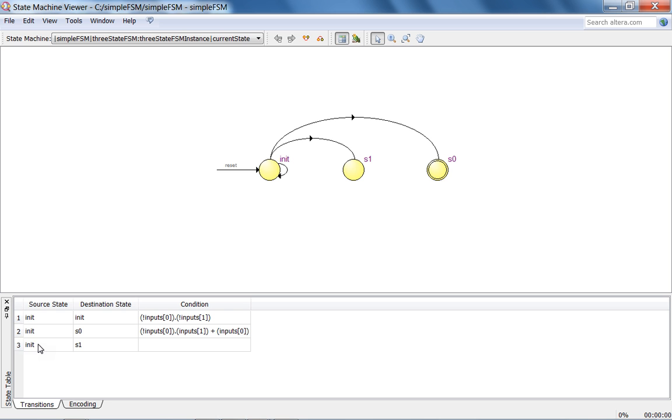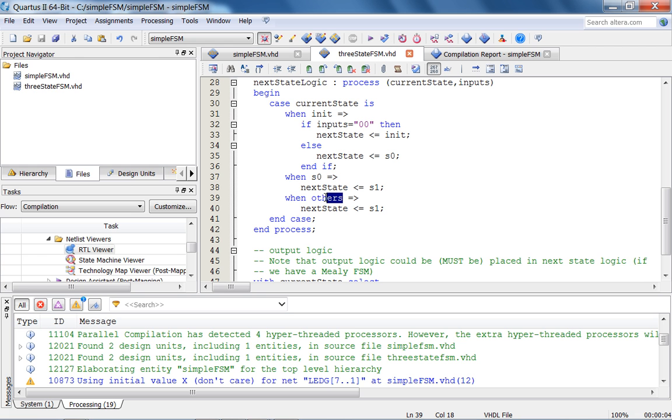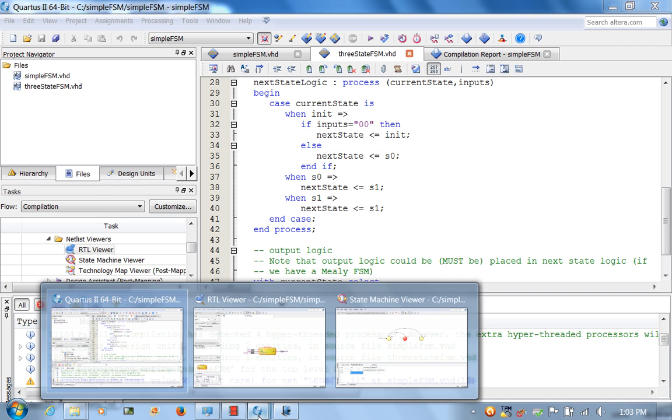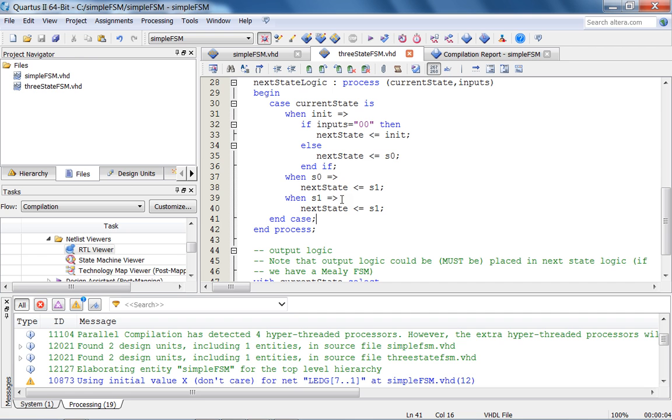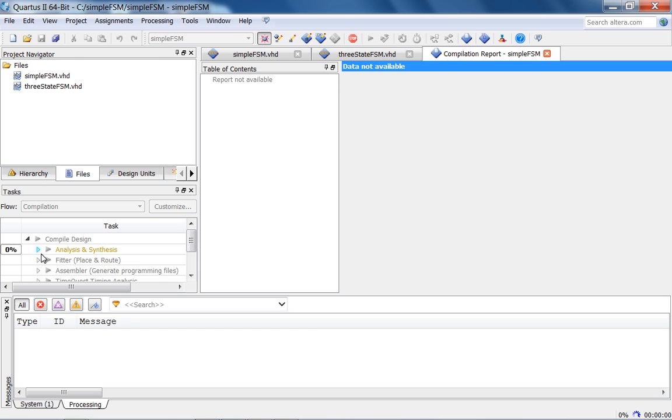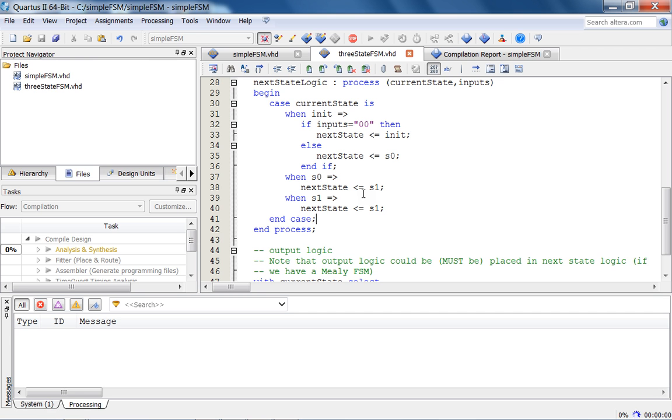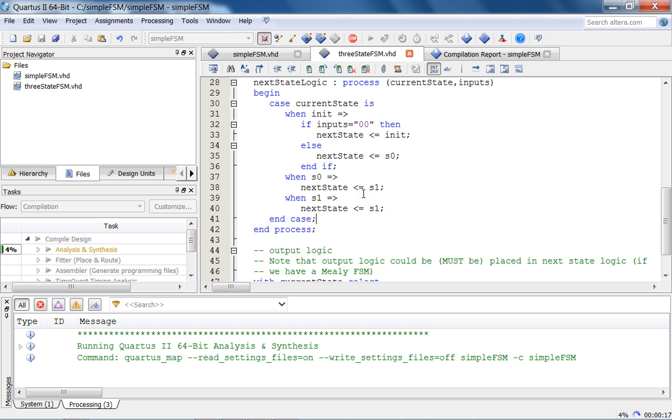So what's happening is, let's try this, let's be more specific. When we are in S1, we're going to stay in S1 because I want this state machine viewer to reflect what I drew. So let's see. And it's good that this, okay, this is how you should examine your design, because this is a behavioral description of your design, you want to make sure that the synthesizer doesn't automatically infer something that you don't want.